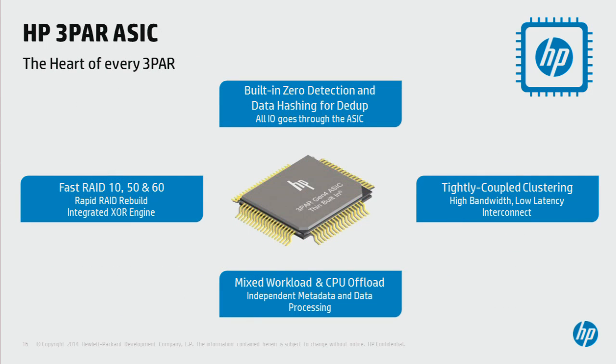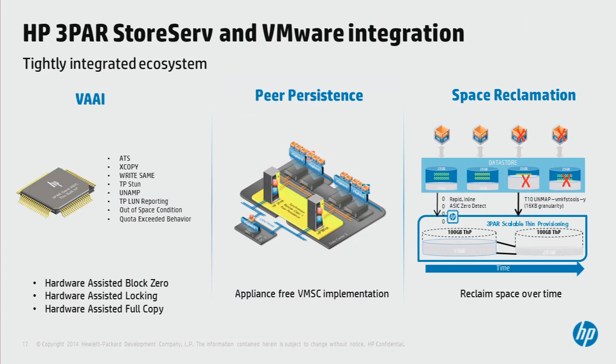The hardware source, especially for those customers that are already 3PAR customers, is the ASIC. And the ASIC really allows us to offload a lot of operations from the CPU. What is important when it comes to some of the operations for VMware is all the VAAI operations. So we've got the assisted block zero, we've got the assisted locking, the assisted full copy. All those operations are offloaded to the ASIC. So everything is done in line in real time.